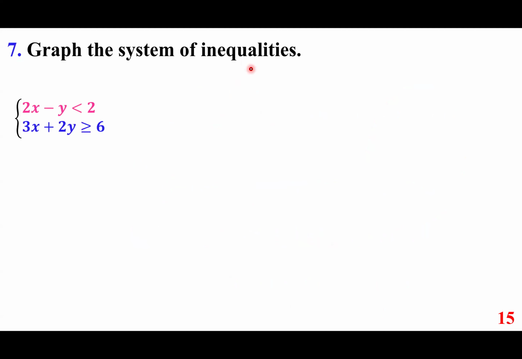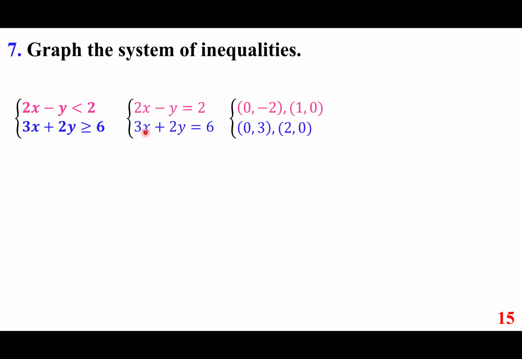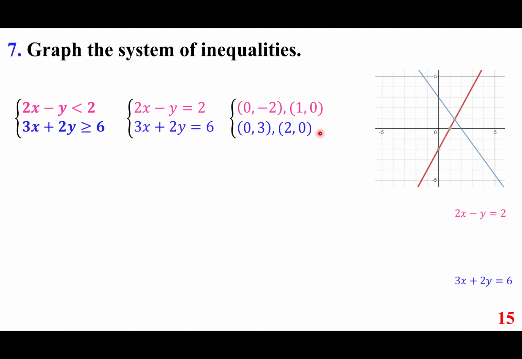Graph the system of inequalities. To graph systems of inequalities, first we're going to graph one by one by changing the inequality to equality. So this changes to equality, this changes to equality. And you pick two pairs. Of course, intercepts are the easiest. If x is 0, y becomes negative 2. If y is 0, x becomes 1. So (1, 0). This one, the same thing. x is 0, y is 3, so (0, 3). y is 0, x is 2. So those are the pairs, and you can graph these two pairs and the line, these two pairs and the line. So I'm assuming nobody has any problem with graphing.